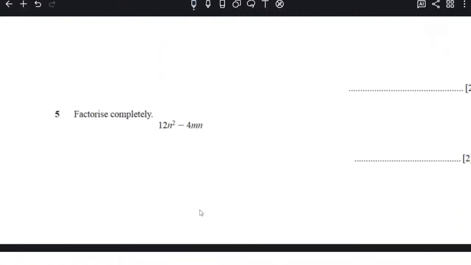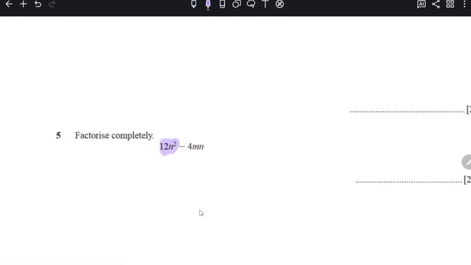Look at this one. Factorize completely. You rewrite it first: 12n squared minus 4mn. You can see you have m. It's not even a square. This is not 4 terms, so we don't do by grouping. We don't do quadratic trinomial. It's not 3 things. We don't do difference of 2 squares. M is not a square number. So this is going to be basic factorization.